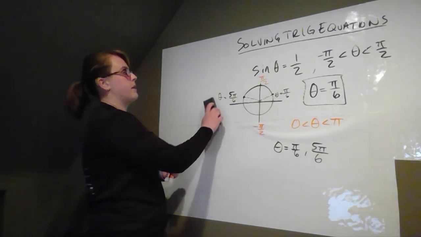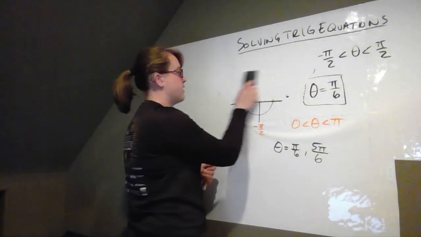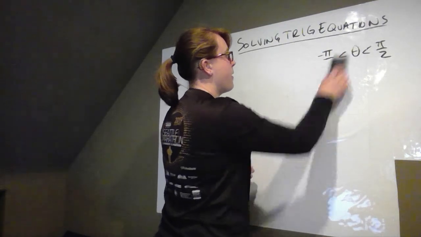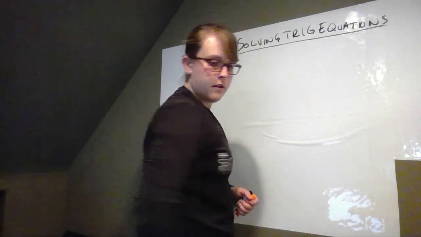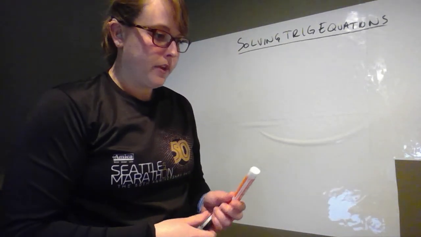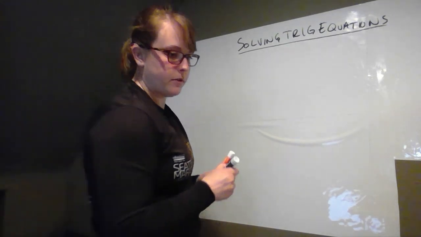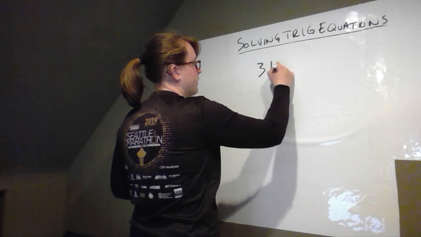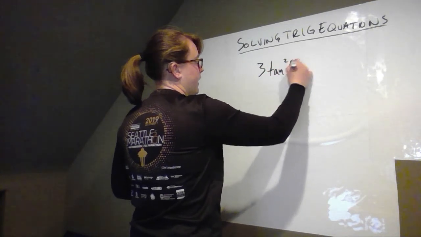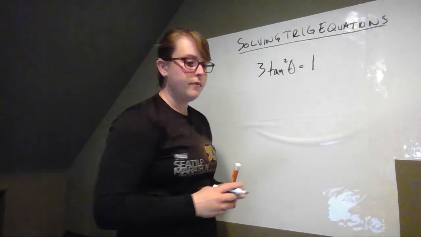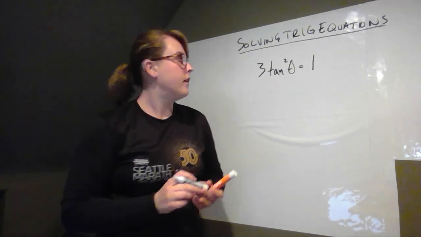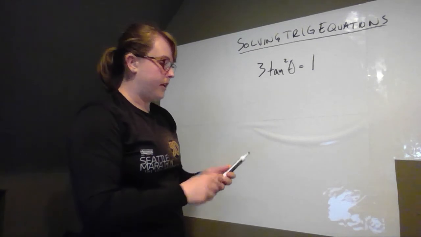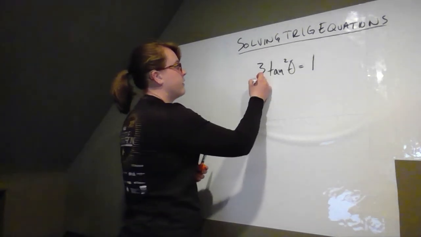So let's do one that's a little bit harder. Okay, so the one that's a little bit harder is going to be 3 tangent squared theta equals 1. Okay, so for this one, what I think I would do first is divide by 3 on both sides.